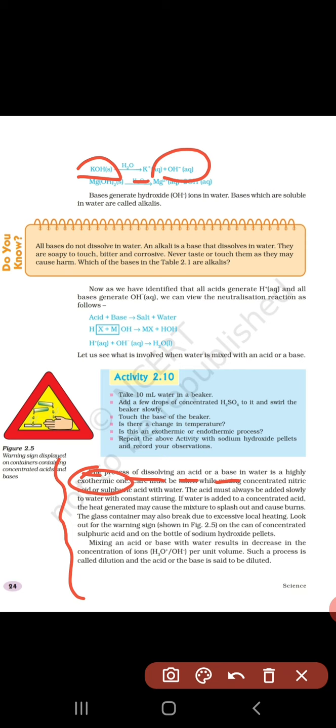Exothermic means heat is released. If we take a beaker, add some sodium crystals, and add sulfuric acid drop wise. Why do we add it drop wise? Because sulfuric acid is a very dangerous acid. If we add sulfuric acid directly, there may be a blast and our beaker may break.